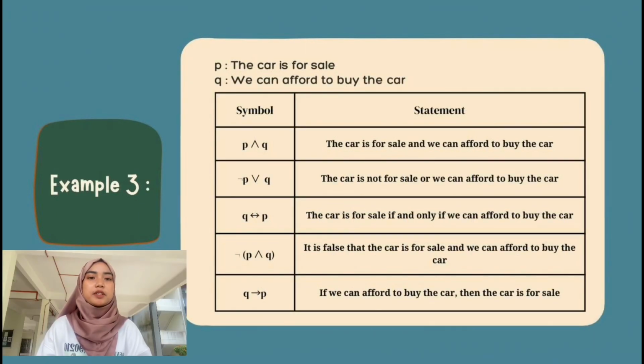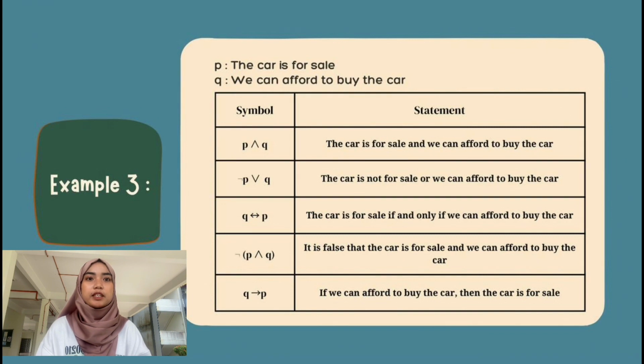Okay, hi, my name is Noreen Sazwani and I would like to continue with example 3. For example 3, I will show you different types of question. So let's move to the first statement. P is the car is for sale, and Q is we can afford to buy the car.